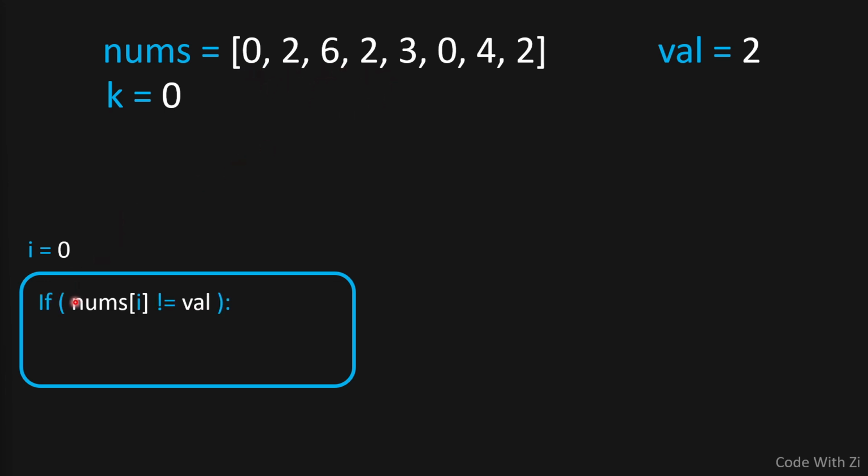So we're going to say, is numbers of i, meaning the number that we're currently looping through inside of our array, not equal to the value that we don't want? So is it basically a number that we want? If it is a number that we want, we're going to say numbers of k should be equal to numbers of i. What does this mean?